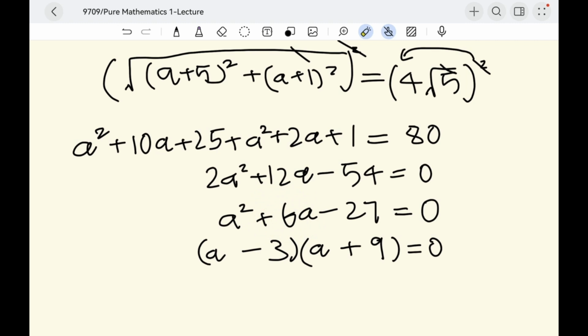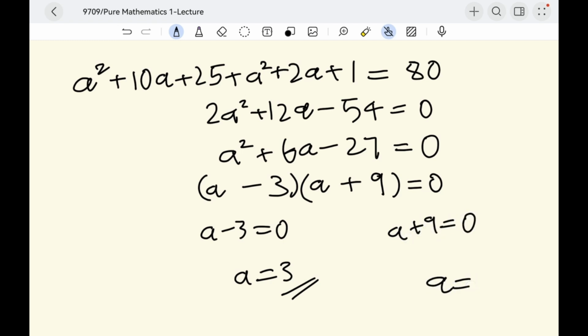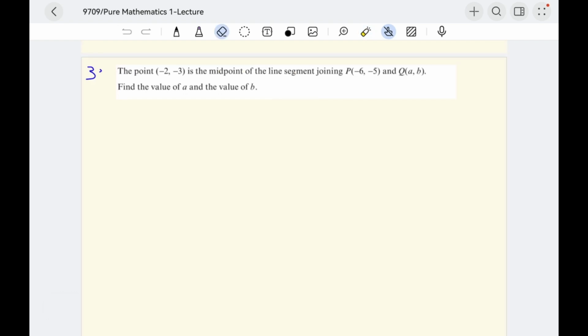Okay, negative 6, then negative, negative, positive. So negative 3 times 9, which is negative 27. Yeah, correct. Verified. Okay, divided into two cases. So we get a equals 3 and negative 9. So these are the two possible values of a. That's the end of the discussion for this question.